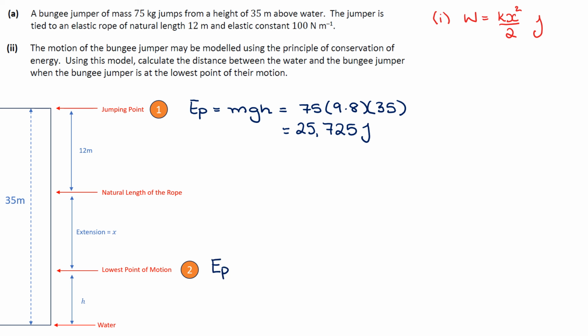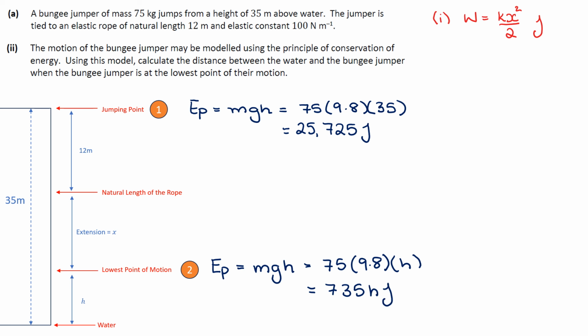So then at the lowest point of motion, we still have potential energy. There is no kinetic energy because it is the lowest point of motion. This bungee jumper has stopped. So we have potential energy, which again is mgh, which is 75 times gravity, 9.8, times the height, which we don't know, which is h. Let's tidy that up. That gets us 735h joules.